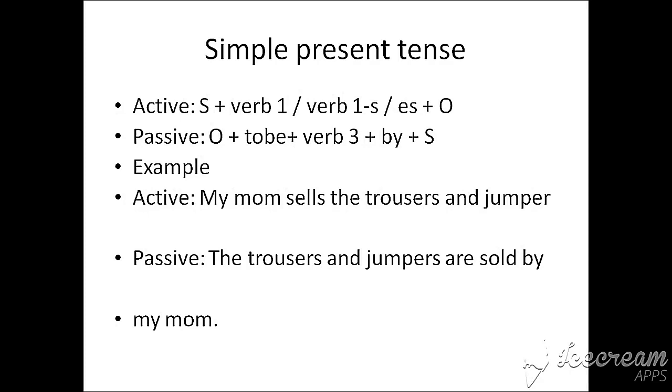The active formula is subject plus verb 1 plus s or es plus object, and the passive is object plus to be plus verb 3 plus by plus subject. This is the example. In the active voice, my mom sells the trouser and jumper, and the passive voice is the trouser and jumpers are sold by mom.